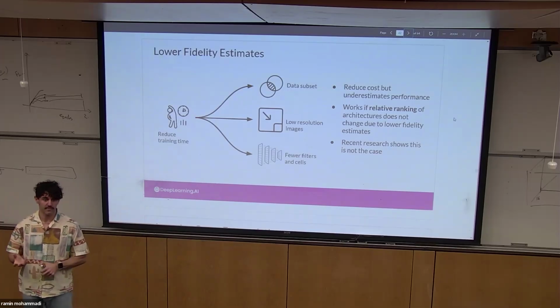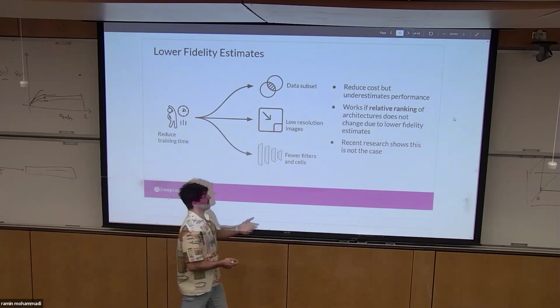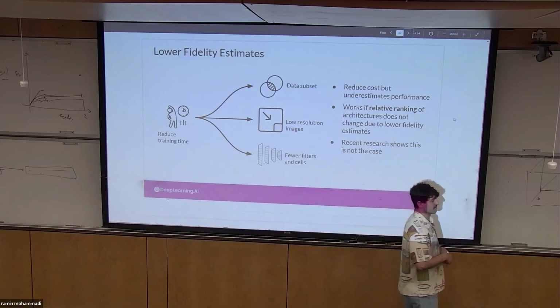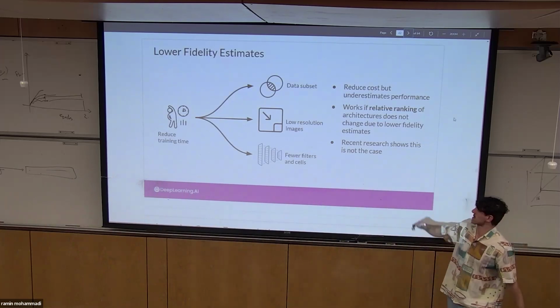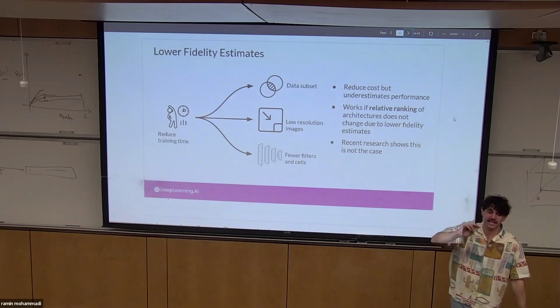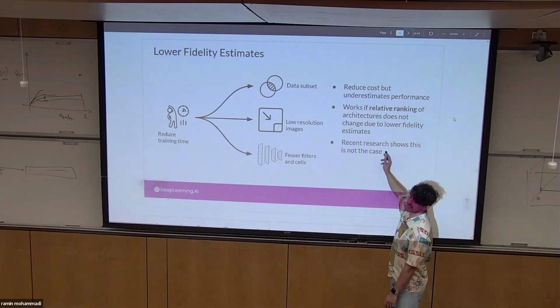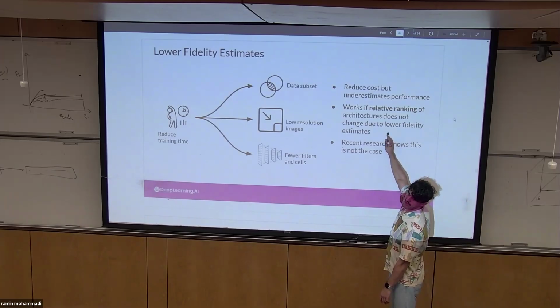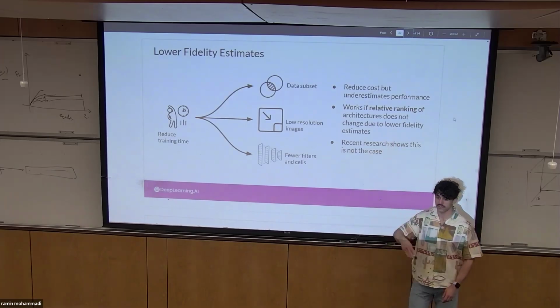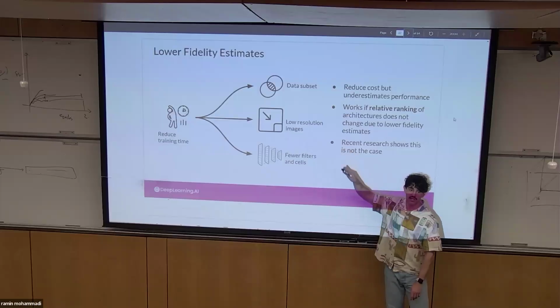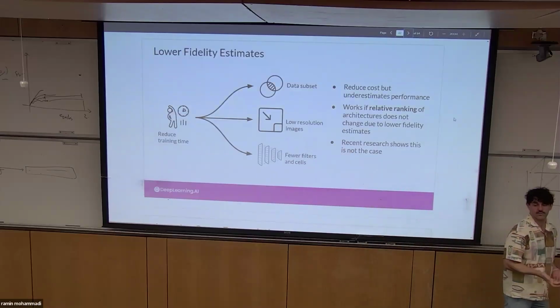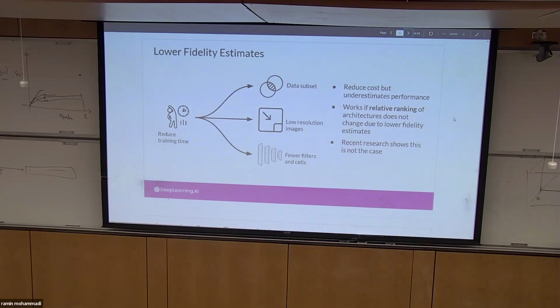That's the whole idea. But at least the first time when they talked about it, it only worked if the relative ranking of the data, by doing this lower fidelity, doesn't break. However, there is some recent research that says that that's not the case anymore. So it doesn't matter if it breaks the relative ranking of the data, this approach still works. Okay, so that's one way of reducing the cost. Technically, reduce the resolution of your data, reduce the dimension of your data, and then do the testing, basically.